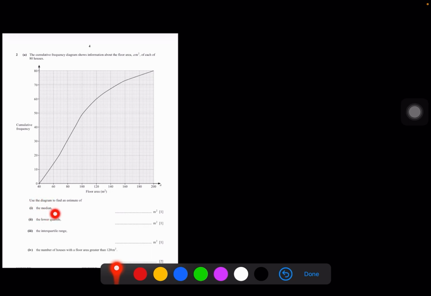The median is the middle term of the data. We have 80 houses, so the median will be the 40th value. We have to find the value of x for 40, and it will be approximately 90. The median will be 90. Firstly, the median is 90. And secondly, we have to calculate the lower quartile.